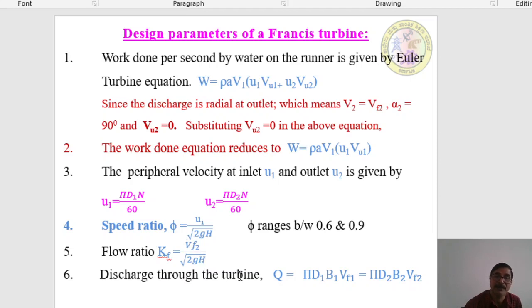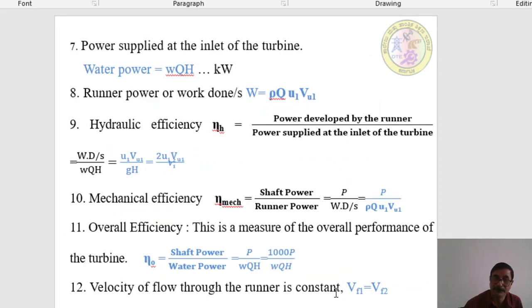Now, the discharge through the runner, Q, is equal to, as usual, area of flow into velocity of flow. So this is at the inlet, and this is at the outlet, right? Next, the power supplied at the inlet of the turbine is WQH, where W is the specific weight of water, which is 9810 Newton per meter cube, Q is discharge, and H is head of water in meters, which gives us power in kilowatts.